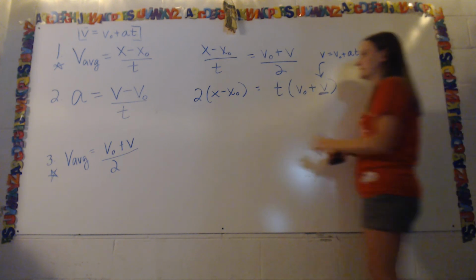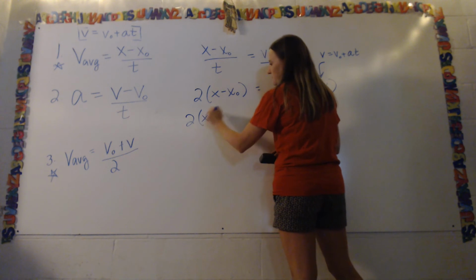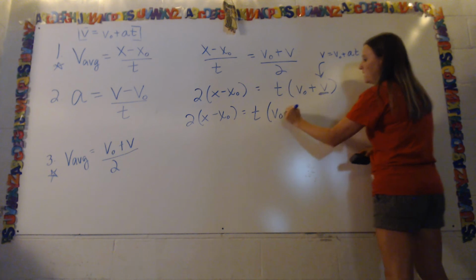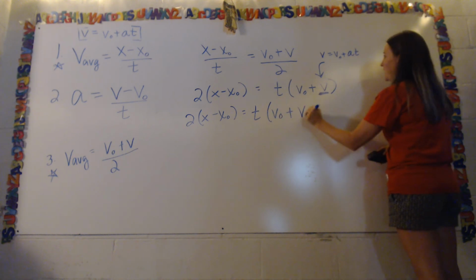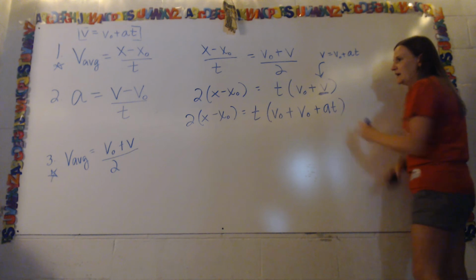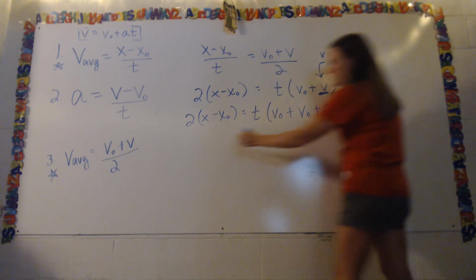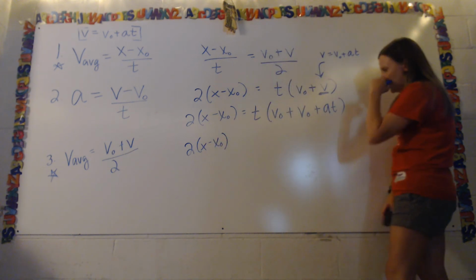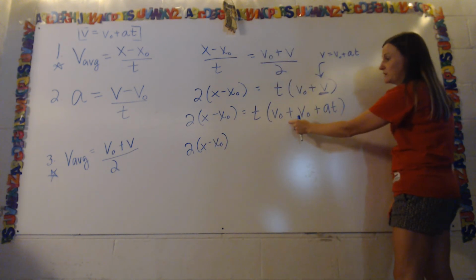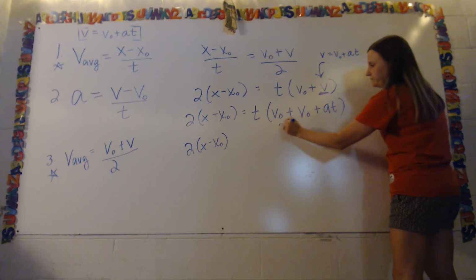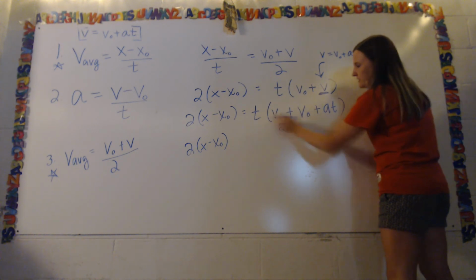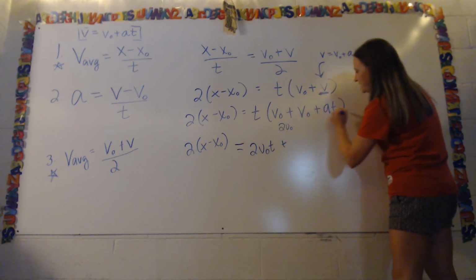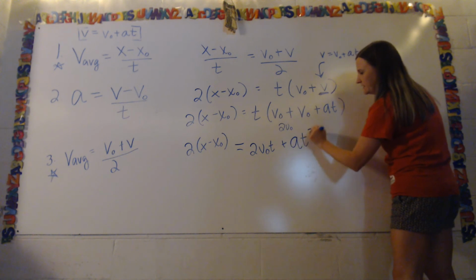So let me rewrite this line. 2 times x minus x naught is equal to t times v naught plus, and now let me put in my new value, v naught plus a times t. And I'm going to clean this thing up. Let's keep the left side the same, 2 times x minus x naught. And v naught plus v naught becomes 2v naught, right? And then we've got that t. So let's distribute that t in. So we've got 2v naught times t plus a t times t is a t squared.